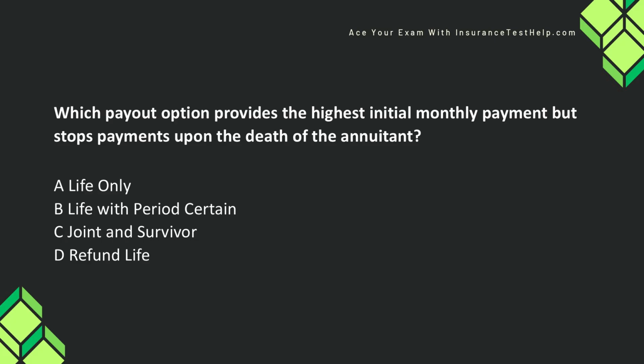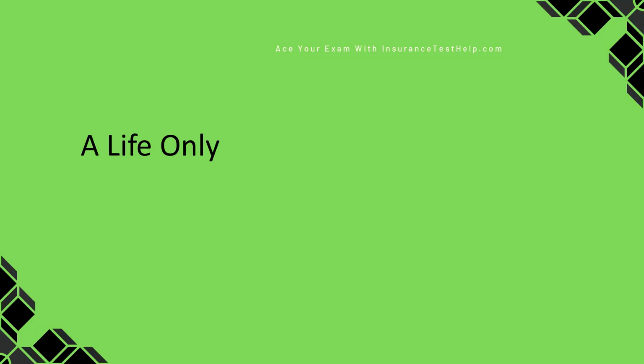Which payout option provides the highest initial monthly payment but stops payments upon the death of the annuitant? A, life only, B, life with period certain, C, joint and survivor, or D, refund life. It's going to be A, life only, because the risk is all on the annuitant. They could die a week after they annuitize. They could die 40 years after they annuitize. That makes it the highest payment, but as soon as you die, that's it, even if you only got payments for 2 months.